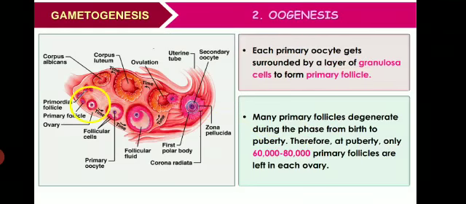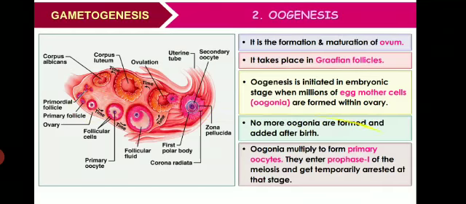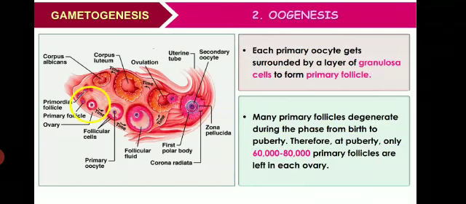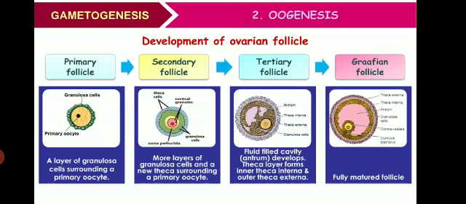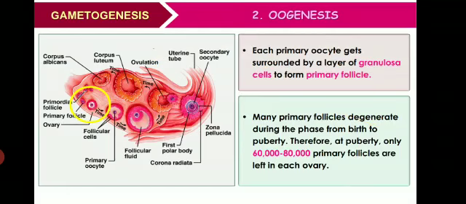Each primary oocyte gets surrounded by a layer of granulosa cells. Oogoneal cells divide, and the oogonia, the mother cell of the ovum, will divide and form many oogoneal cells. Around these oogoneal cells, one layer of secretory granulosa cells develops. Then it is called a primary follicle.